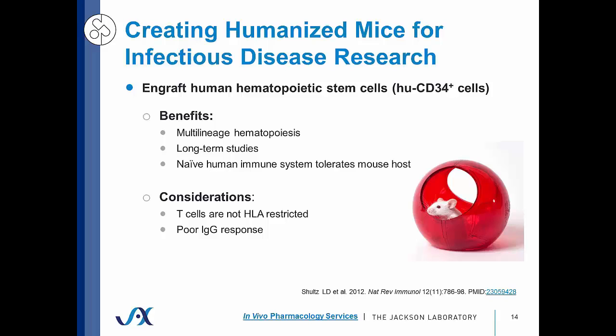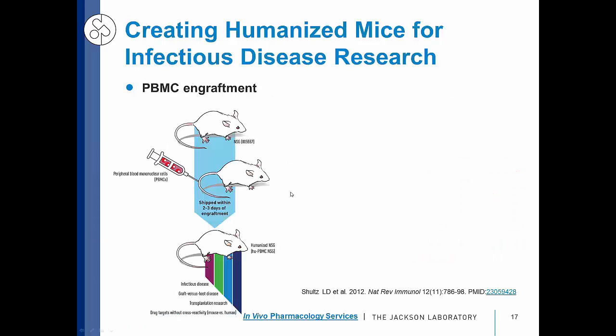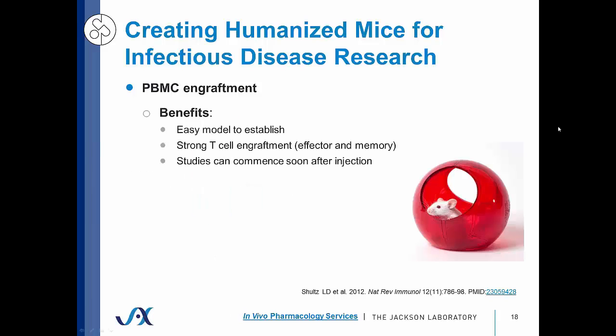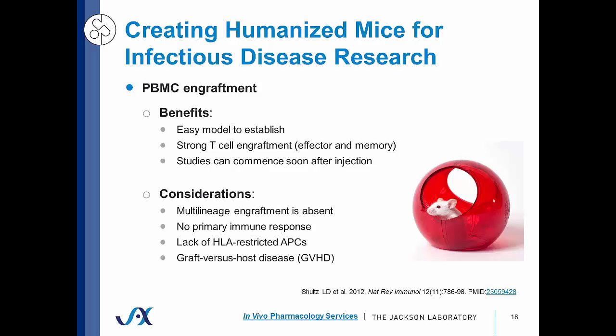The last model that we use to create humanized mice is the PBMC engraftment model, in which peripheral blood mononuclear cells are injected intravenously or intraperitoneally into NSG mice. And so the benefits to using this model is that it is easy to establish, and it doesn't require any surgery or any additional time for reconstitution. Also, mature T cell populations, including effector and memory T cell subsets, are well established, and studies can be started soon after injection.